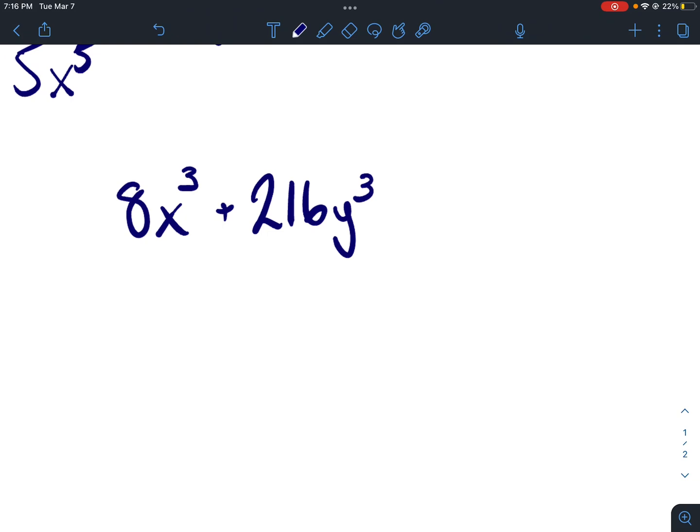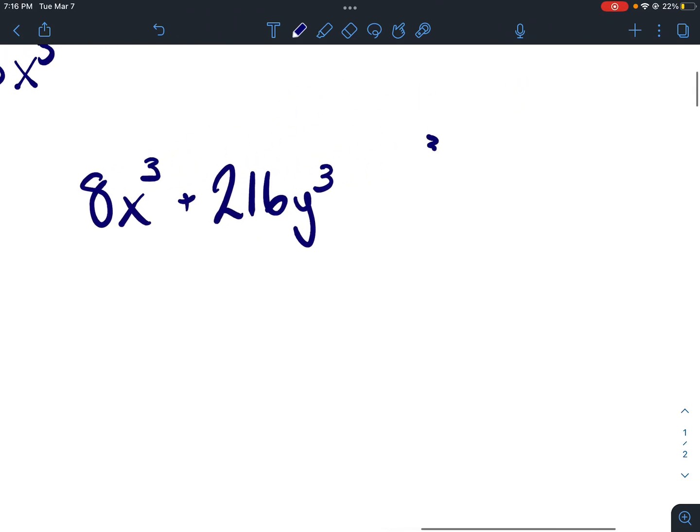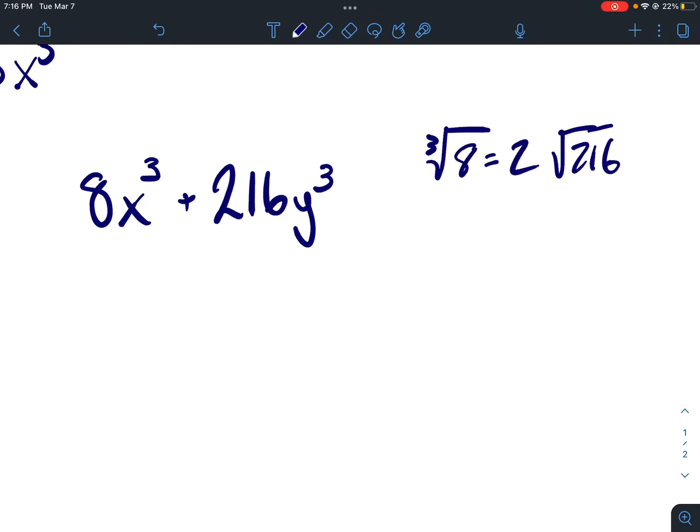So once again, I'm going to take the cube root of the number. Cube root of 8, cube root of 216. Cube root of 8 is 2. Cube root of 216 is 6. So I can rewrite this as 2 cubed x cubed plus 6 cubed y cubed.